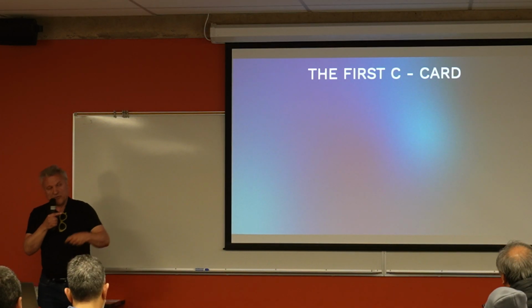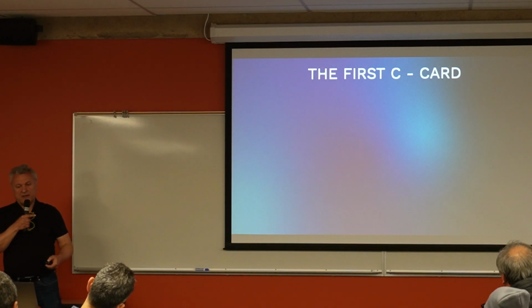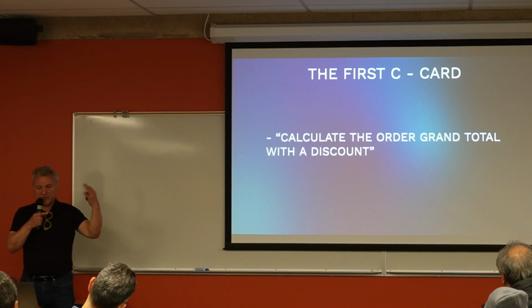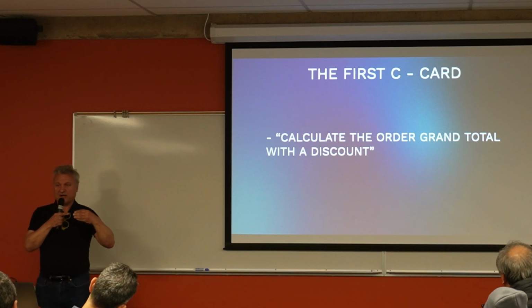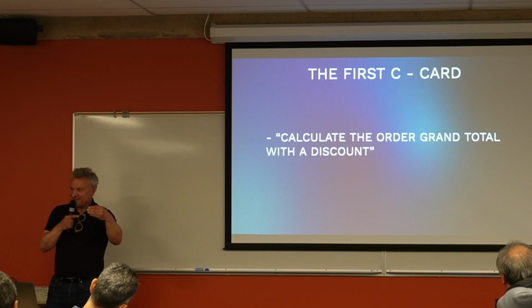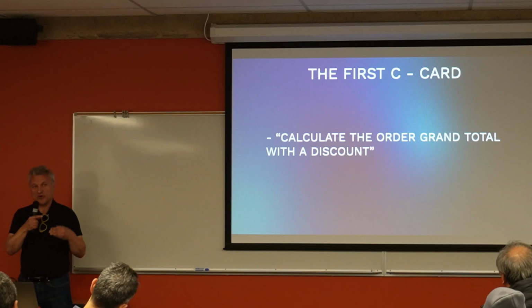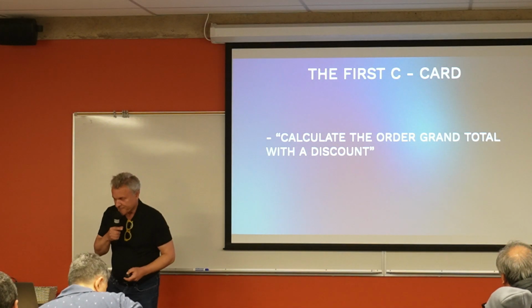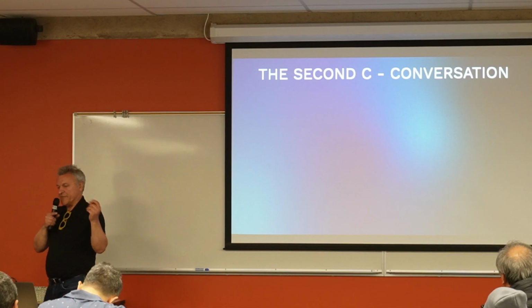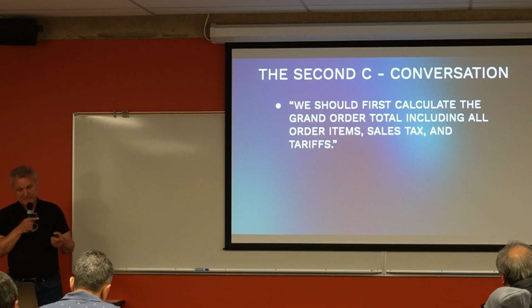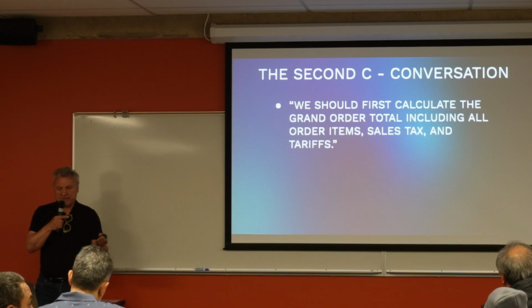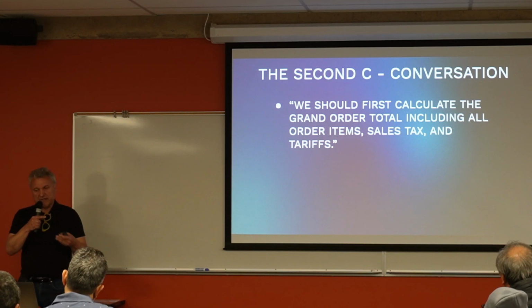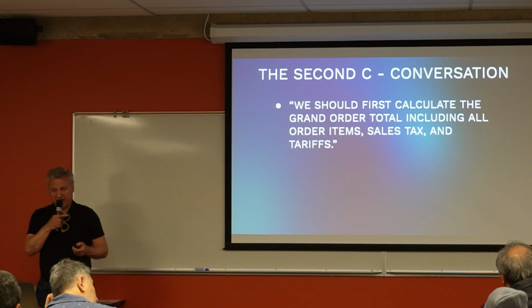Okay, fine. Now we move again into the 3 C's. Card says calculate your grand total with a discount. So now we are incrementing, edging towards a more comprehensive e-commerce order system. Now from that card we go into conversation. We say, okay, we should first calculate the grand total, order total, including all order items, sales tax, and tariffs.